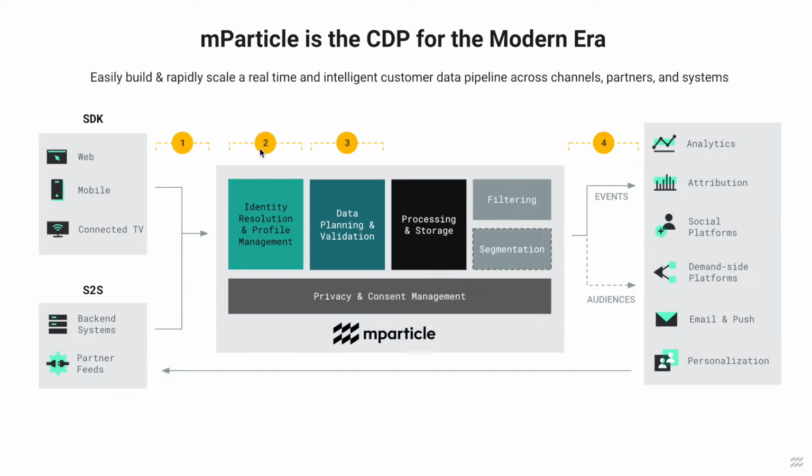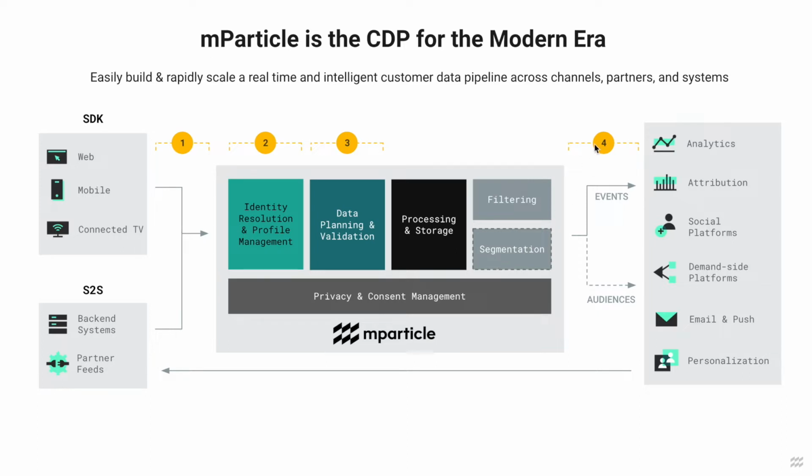The second step involves being able to do identity resolution and profile management in real time in order for customers to build the most enriched and customized profiles for their brand. The third step involves being able to do data planning and validation. But then, of course, there are things such as being able to manage privacy and consent, which is essential in today's world, adding a layer of processing and storage, and being able to do segmentation of the users that hit the system.